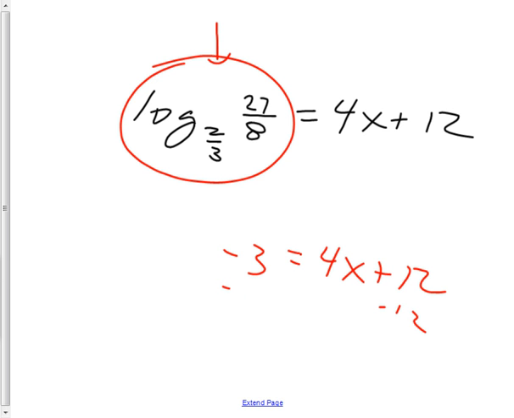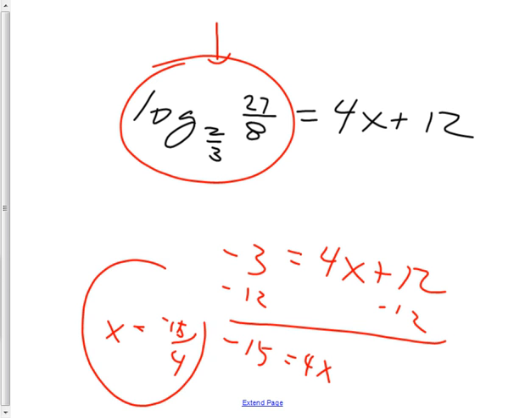Okay, so now you go -12, and you got -15 equals 4x. Final answer is x equals -15/4. Question? Okay. That's about as hard as they get.